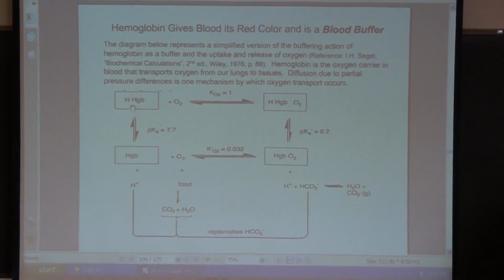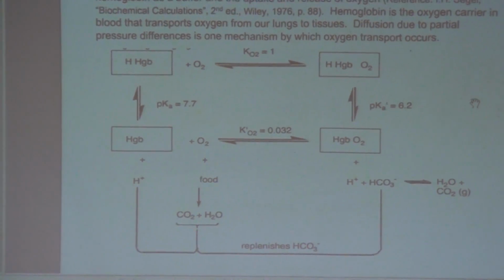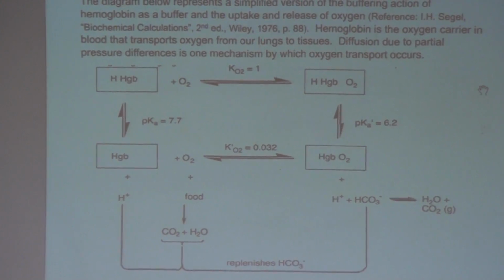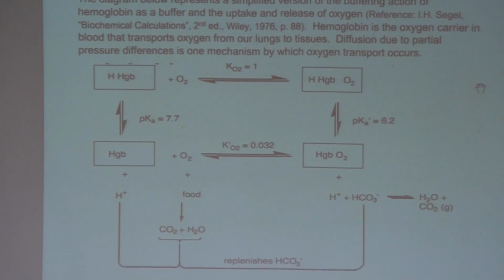Note that, for example, in hemoglobin, how many acids and bases are present in our blood, based on the picture here? How many acids are present in our blood? There should be two. What are the two? Here's one, HHgb. The second acid is HHgbO2. How many bases are present? Two. So there's a total of four acids and bases present in the blood.